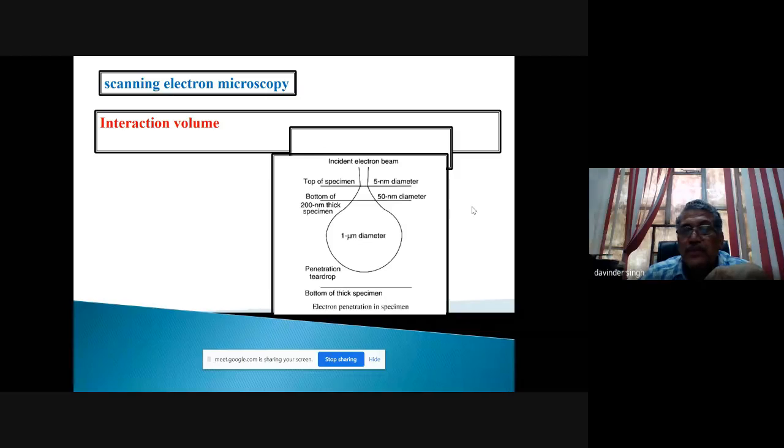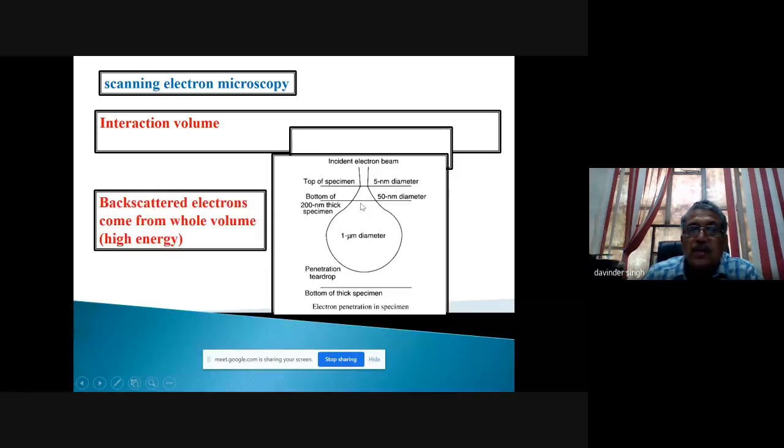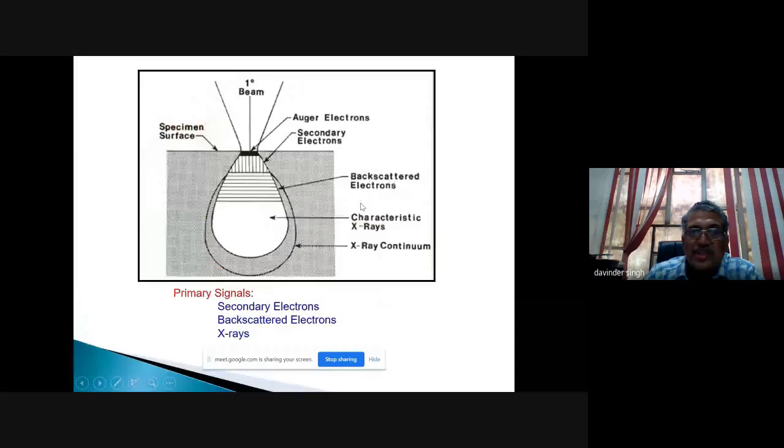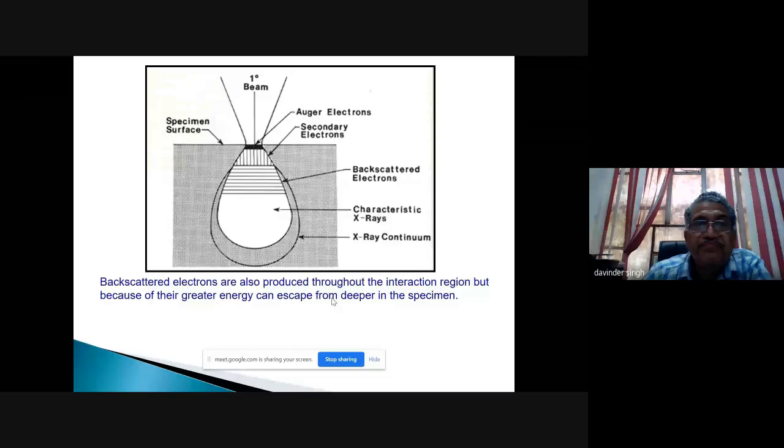So generally with the samples, you can think about up to what range the beam is penetrating and how the signals could emerge. In the case of scanning electron microscopy, how far backscattered electrons are possible, and from where secondary electrons are possible. Like Auger electrons, they come only from the surface. And if it is deeper, we have the characteristic X-rays. Backscattered electrons is just an explanation; maybe you know better, so I can skip that.